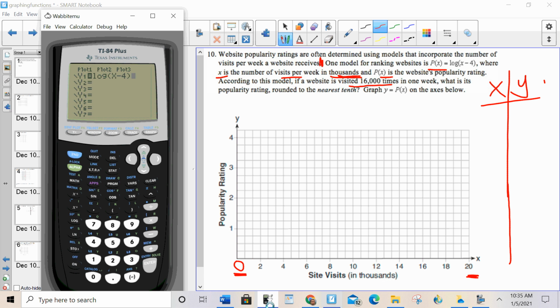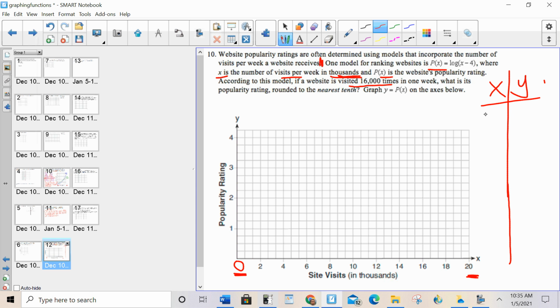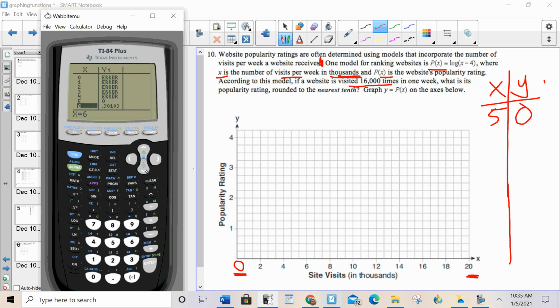So let's see what I'm working with in my table. I have errors at 0, 1, 2, 3, and 4, so I'm not going to plot those. I'm going to plot 5, 0. That's going to go in my table. I'm not going to plot 6, 0.30103. There's no need to do that. These are all yucky numbers, so I'm not going to deal with them.